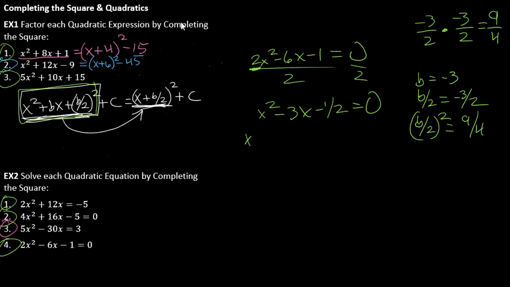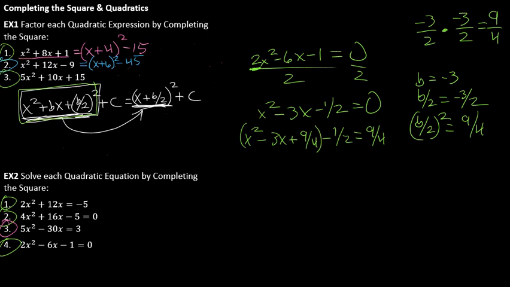I'm going to have x squared minus 3x plus 9 over 4 minus 9 over 4, because I'm adding 0, minus 1/2 equals 0. And again, you don't have to have done it that way. It is an equation, so you could also do it this way. You could also say minus 1/2 is equal to, so I added 9/4 to both sides. It's the exact same thing. Okay, and this is actually going to save you a little bit of time.